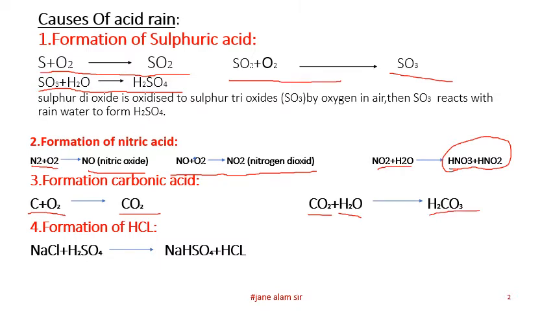Next, formation of HCl or hydrochloric acid. Plants where HCl is manufactured from chloride salt release volatile HCl gas in the atmosphere. Here you can see the reaction: NaCl plus H2SO4 forms NaHSO4, sodium bisulfate, and HCl.